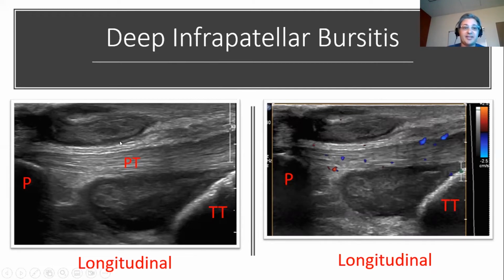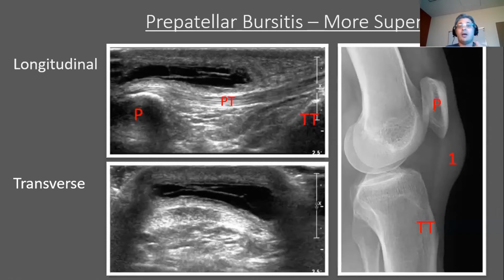A bonus finding in this case would be a focal area of prepatellar bursitis as well, demonstrated by this mass superficial to the proximal aspect of the patellar tendon. The prepatellar bursa, as I have alluded to many times, is more proximal and lives either anterior to the patella or anterior to the proximal aspect of the patellar tendon. Number 1. Let's review our sonographic anatomy.